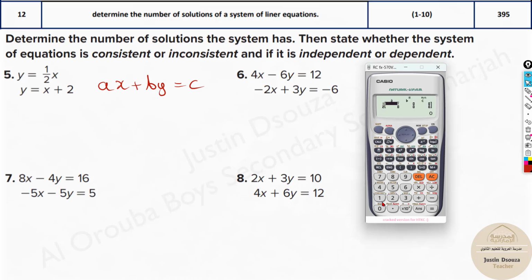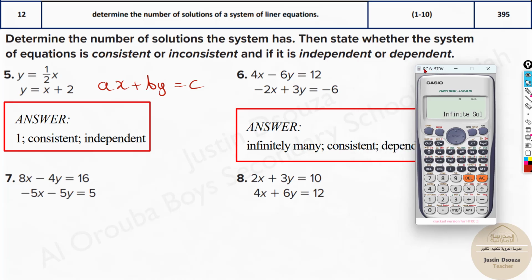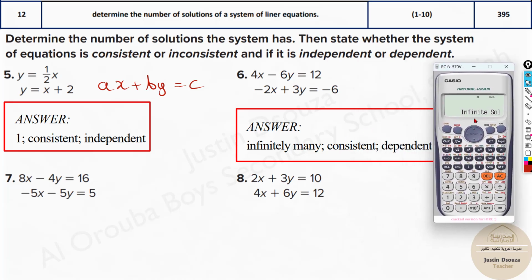The coefficients are 4, then we have minus 6, and then we have 12. That's 1 and 2. And over here we have minus 2, 3, and minus 6. So the answer over here is infinite solutions. But the majority of calculators will not give you this directly. If you have the latest model, yes, you get infinite solutions. You can just tell over here the answer is infinite solutions. So it is consistent and dependent.